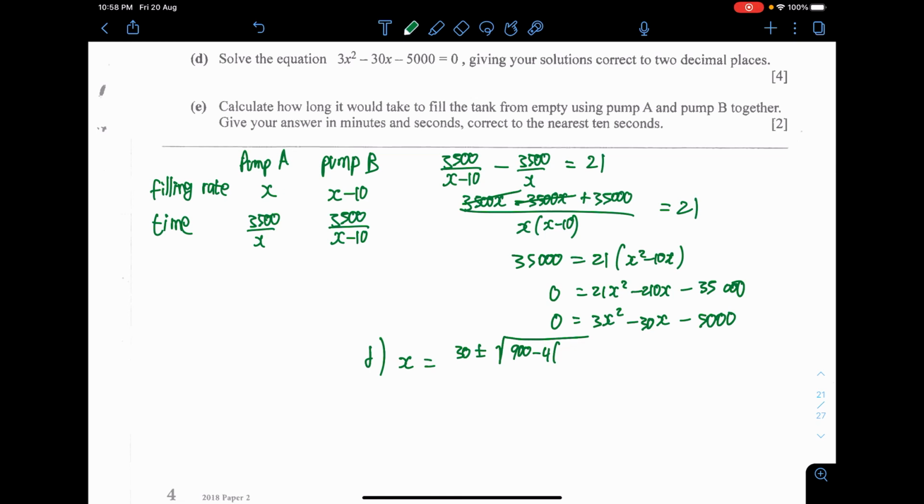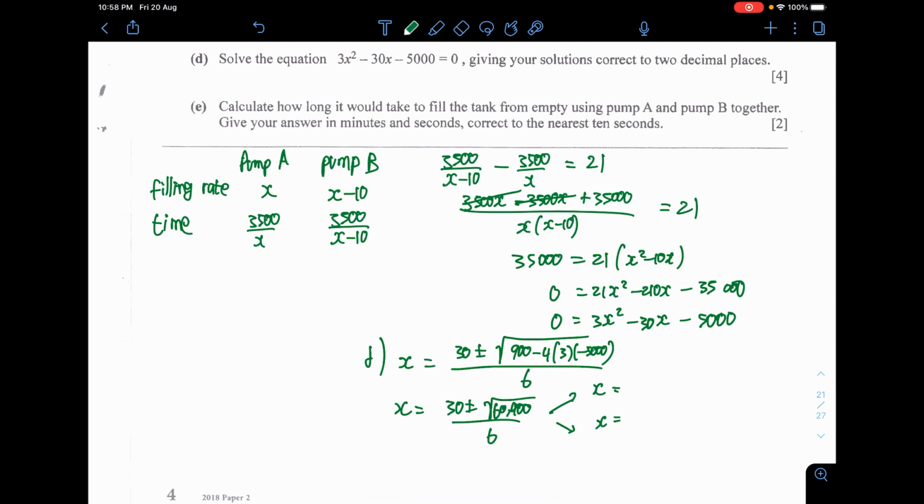B squared minus 4 times A times C, divided by 2A. Well, I think you know how this goes. So you got 30 plus minus root 60,900 over 6. Then you divide them into two possible answers, one with a plus and one with a minus: 46.13 and negative 36.13. Of course, you reject this answer. It doesn't make sense to have such a negative number in a question about volume.